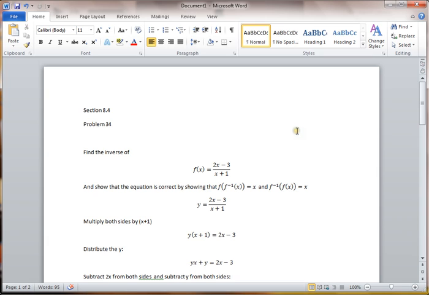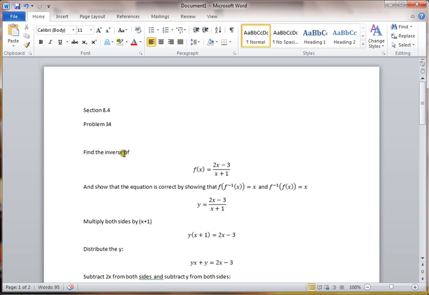I'm going to make a video to show you one of the problems that I've started to work out for section 8.4. This is one of the harder problems, number 34, and hopefully this will be useful to you to see how to work with functions, to find inverses, how to verify using composition of functions that two functions are actually inverses of each other. The question I've selected is one of these rational expressions that can be difficult to work with if you haven't done this kind of a problem before.